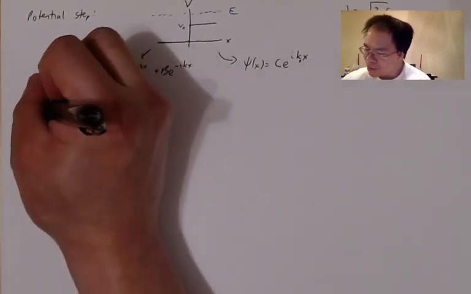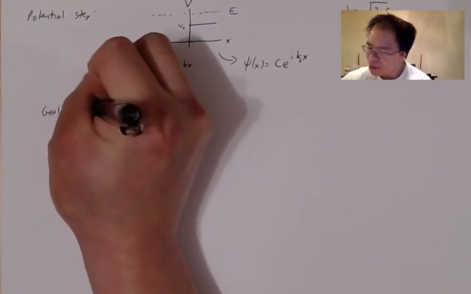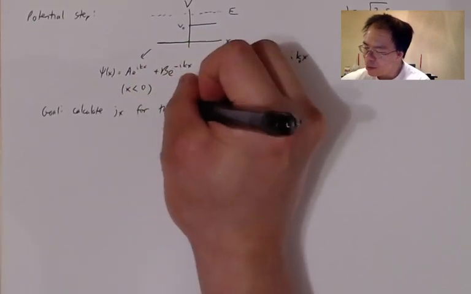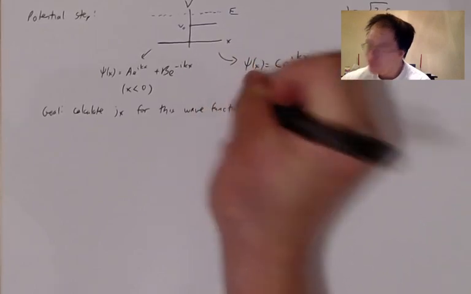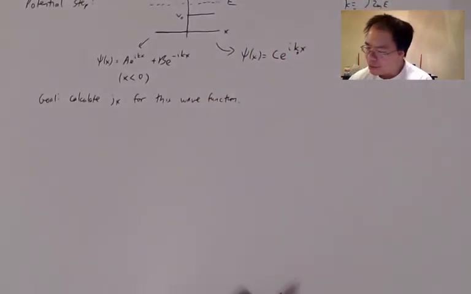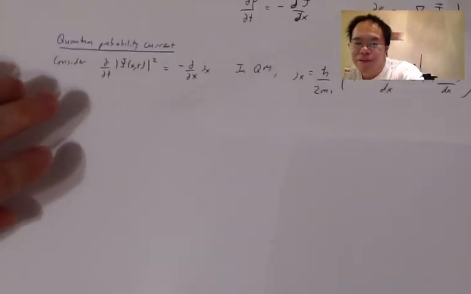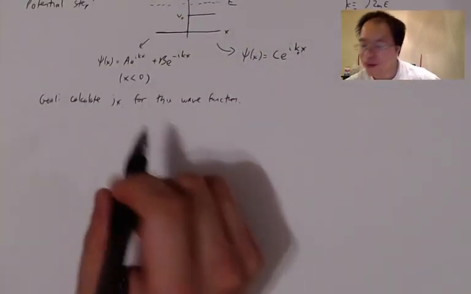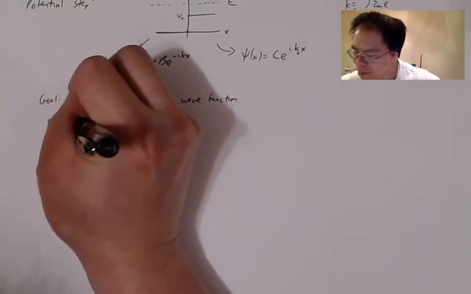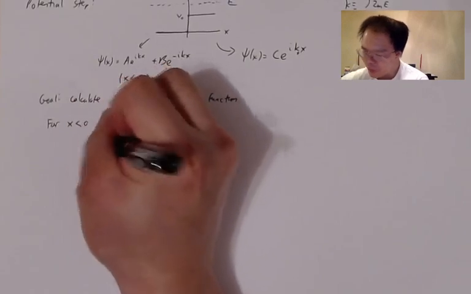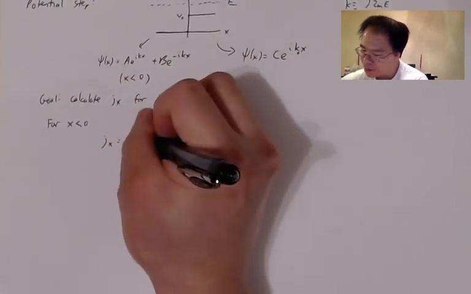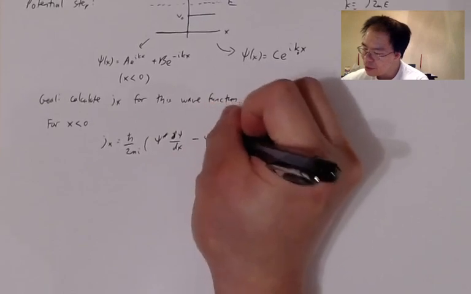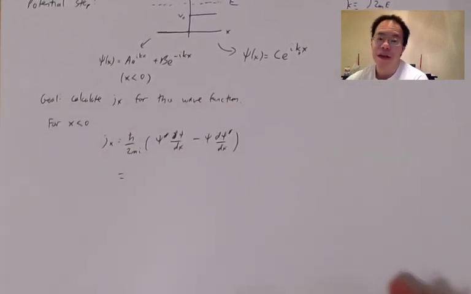So the goal: calculate the probability current for this wave function. Okay, so I've got the result here for the probability current. Let's first do it for x less than 0. So we have j x equals h bar over 2mi, psi star d psi dx minus psi d psi star dx. Now it's plug and chug.